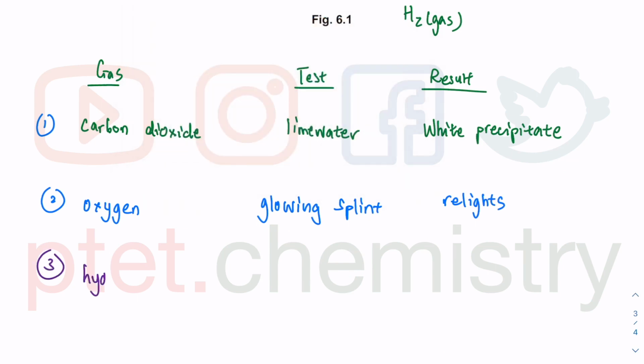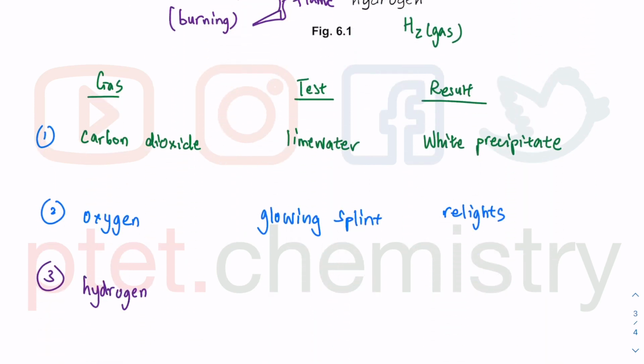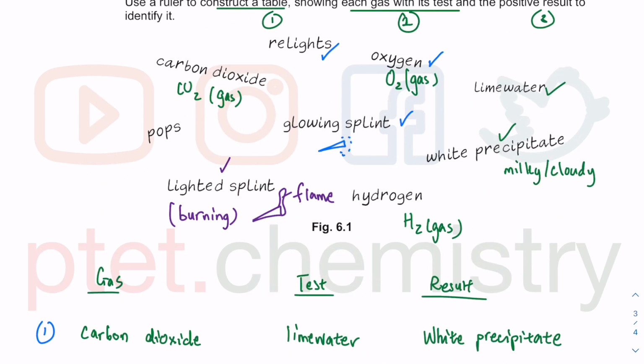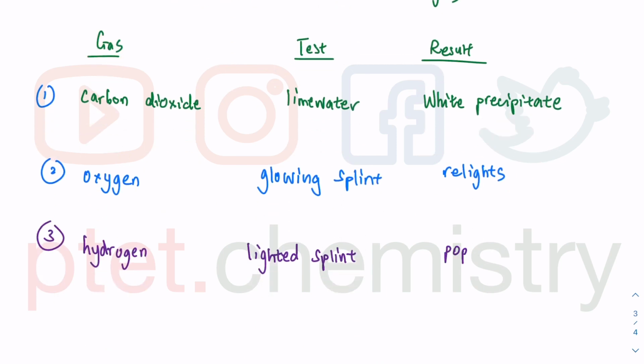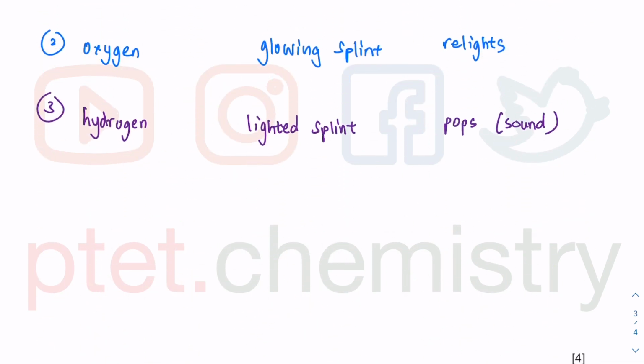Last but not least, I have hydrogen. The test for hydrogen is using a lighted or burning splint. The other name for lighted is also burning splint. It's the one where the flame is still going on, in contrast to the glowing splint. So we use a lighted splint. If you are used to writing burning splint, you have to read that the question here says lighted splint. It burns with a pop sound, and that's characteristic of hydrogen gas. And that's it really for that question. 4 marks.